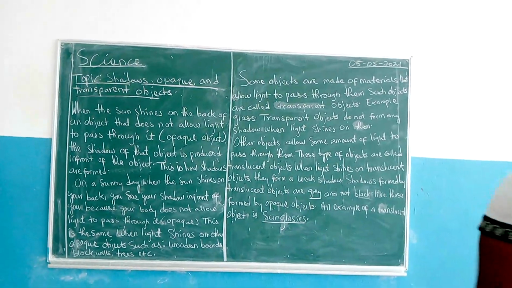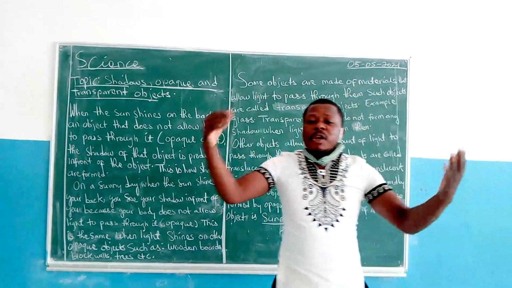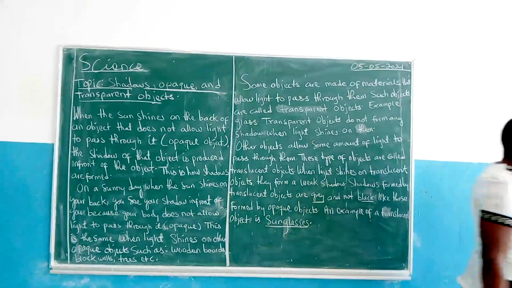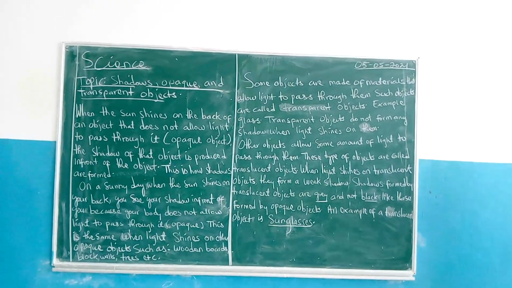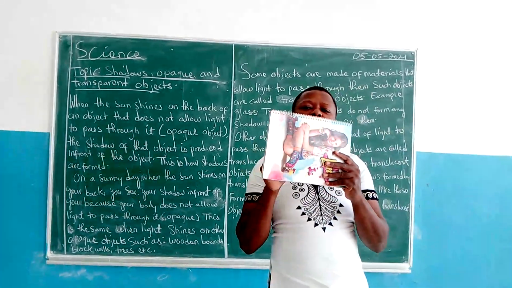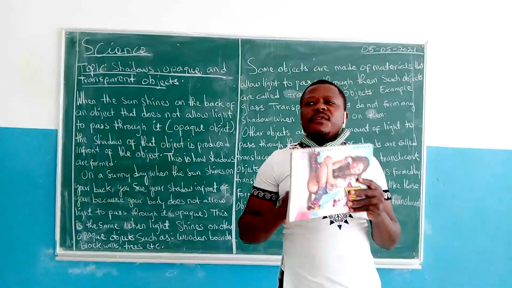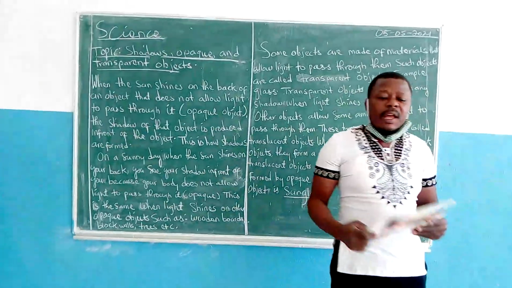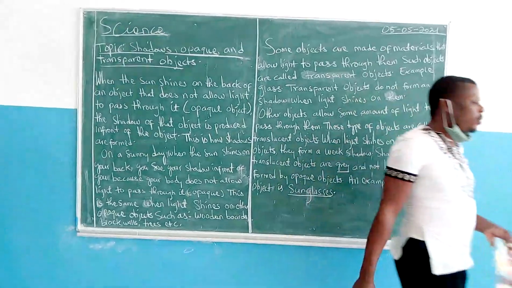We can also think of wooden boards. Wooden boards are opaque objects that do not allow light to pass through. Look at the book here. This book is an opaque object because it doesn't allow light to pass through. And you can think of the walls, the block walls of our class. They are opaque objects because they do not allow light to pass through.